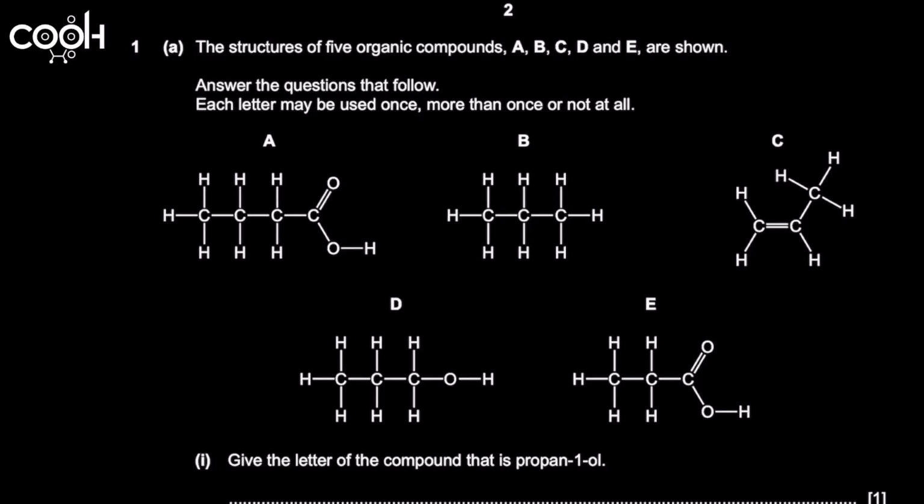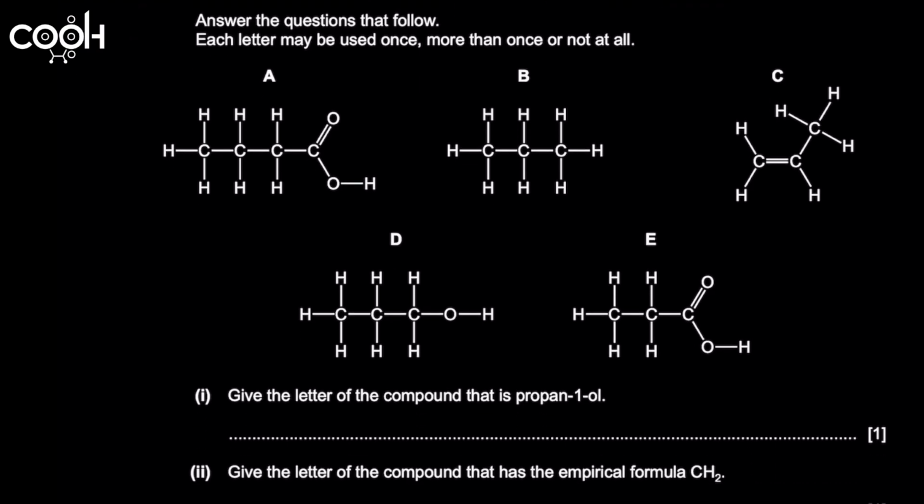Hey everybody, so now let's look at another question which says the structure of 5 organic compounds A, B, C, D, E are shown. Answer the questions that follow. Each letter may be used once, more than once, or not at all, right? So you're given some compounds, and we've discussed this previously in the previous questions, that the way you need to go about such questions is you need to identify the families each compound belongs to, right? That'll make things a lot easier for you guys, right?